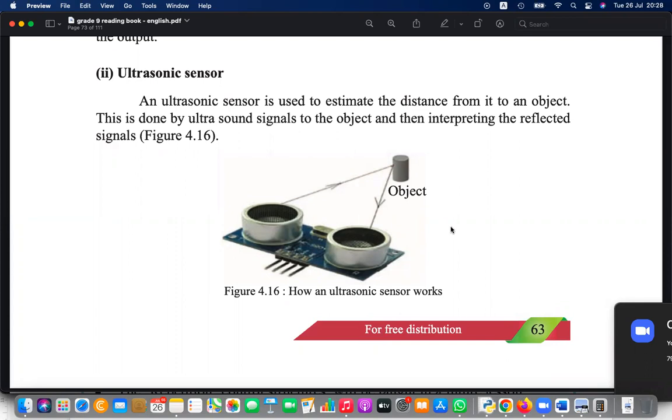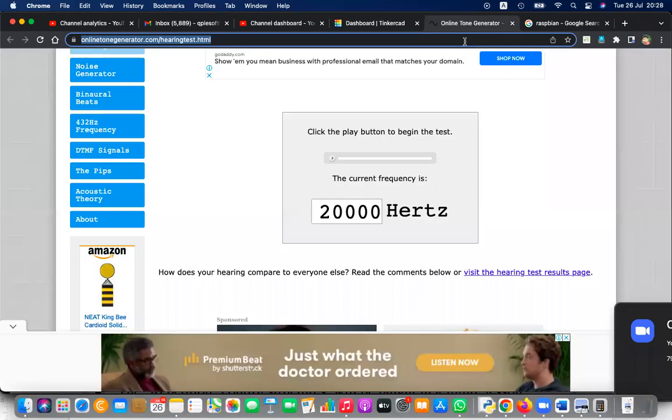To test that, you can use this link. I would like to share this tone generator. You can self-test your hearable limit. Unfortunately or fortunately, I cannot hear large frequencies. I don't know why, but I can hear only up to 15,000 or 16,000. Check whether you can hear the same. Let me play.